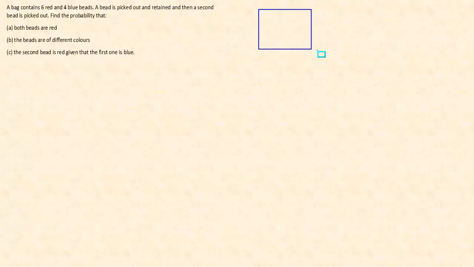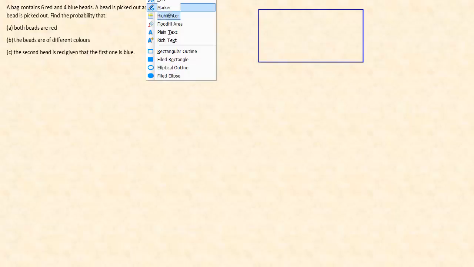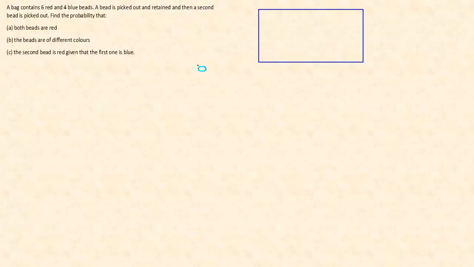So I'm going to look at this as being the bag, and the bag contains some beads. So we've got 1, 2, 3, 4 which are blue, and then we've got 1, 2, 3, 4, 5, 6 which are red.